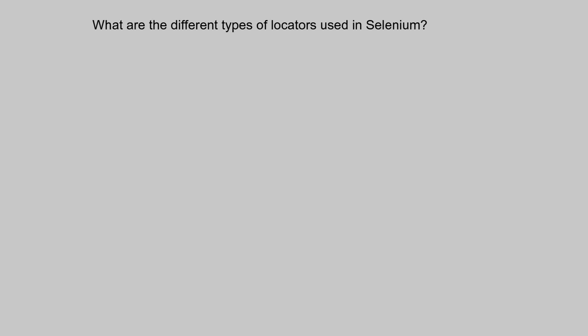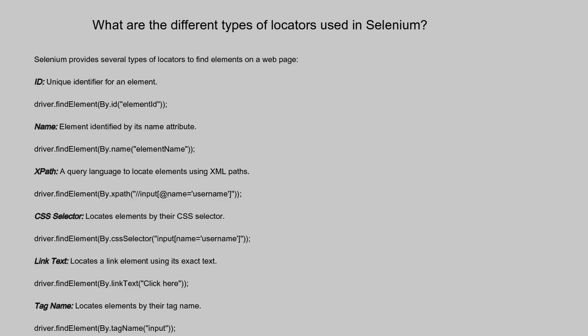What are the different types of locators used in Selenium? Selenium provides several types of locators to find elements on a web page. ID: unique identifier for an element. Name: element identified by its name attribute. XPath: a query language to locate elements using XML paths. CSS selector: locates elements by their CSS selector. Link text: locates a link element using its exact text. Tag name: locates elements by their tag name.